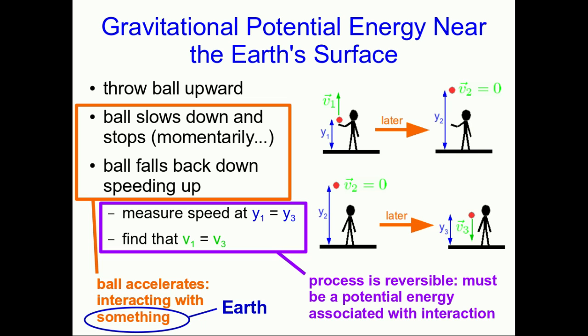And so this interaction must be non-dissipative, and we can associate a potential energy with it. If we're going to do that, then we need to include the interacting objects. That would be the ball and the Earth. And so to define a gravitational potential energy, we have to include the Earth in our system.